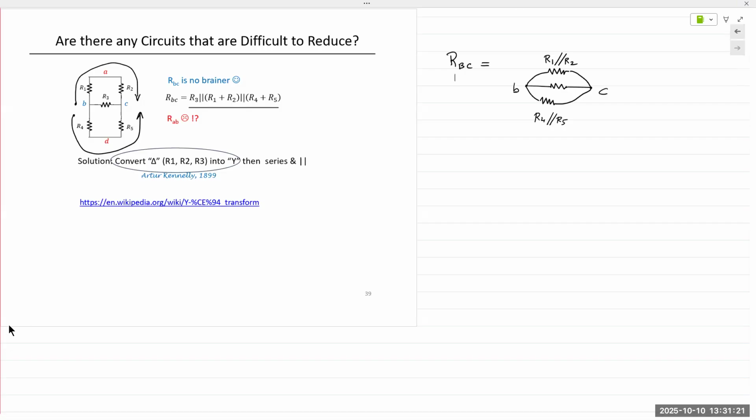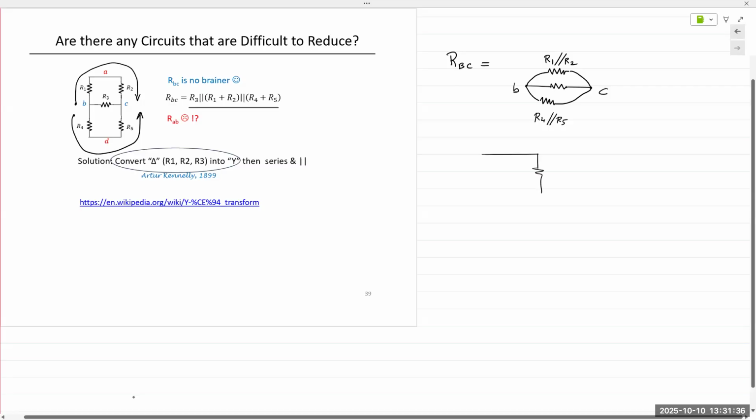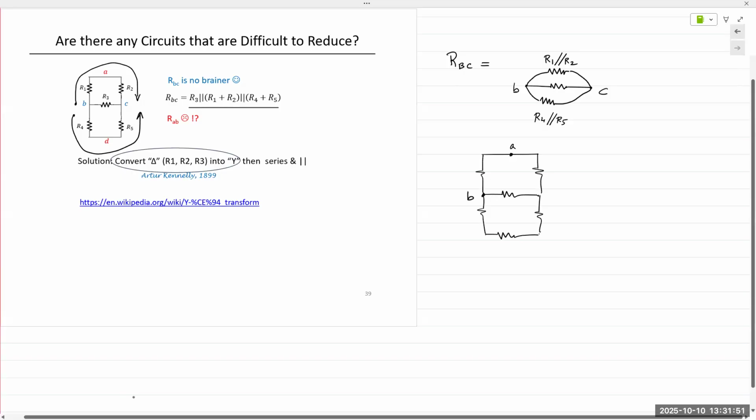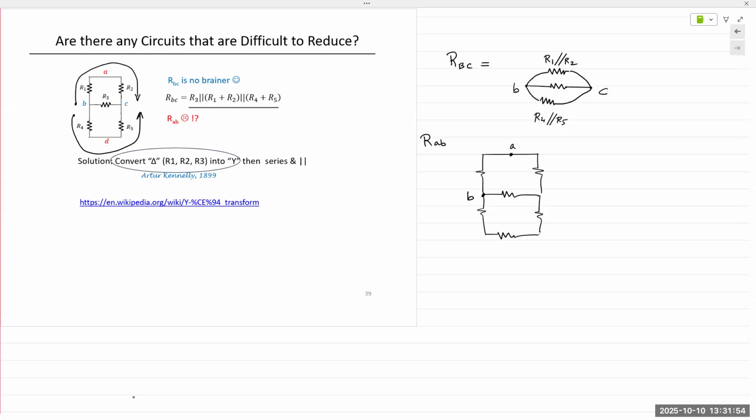Okay. All right. So how about RAB? Those two nodes. What do you think? Okay, so this is A at the top. This is B here. So if it is RAB, first of all, let's find how many single resistors are connected directly between A and B. How many do you see?